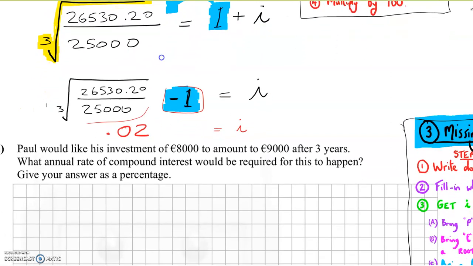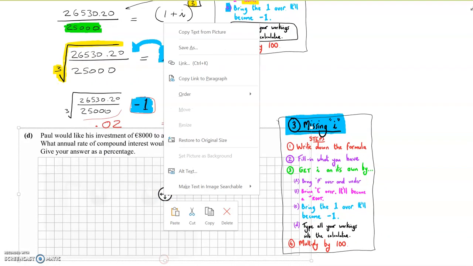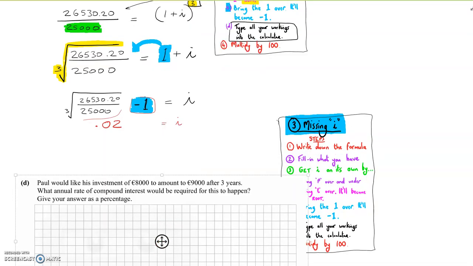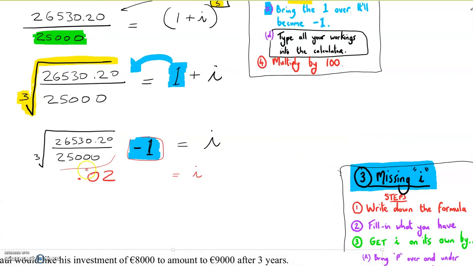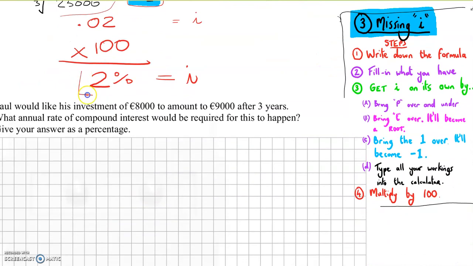Now I'm just going to make a little bit more room for us, so I'm going to move this down a bit, if it'll let me. Okay, that'll do. And we're nearly there because I just need to turn this now into a percentage. And to turn it into a percentage, I multiply it by 100. So I multiply by 100. When you do, you get 2%. So that's what the interest rate was. Okay? So we found what I was, 2%.